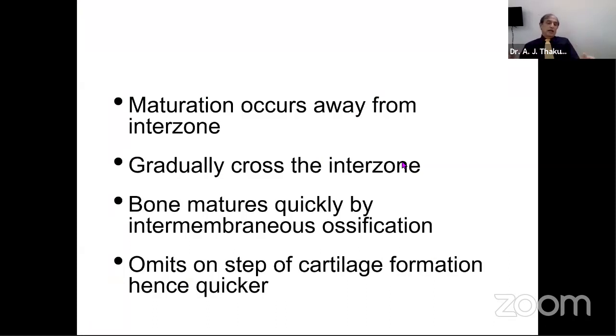It doesn't go through the cartilaginous process. In normal fracture healing, the granulation tissue will become cartilaginous, then it will be ossified. In distraction, from granulation, it will go straight to ossification. Cartilage formation does not happen. That means nature has made a shortcut for healing, which is advantageous for surgeons. It omits the stage of cartilage formation, hence it's quicker.